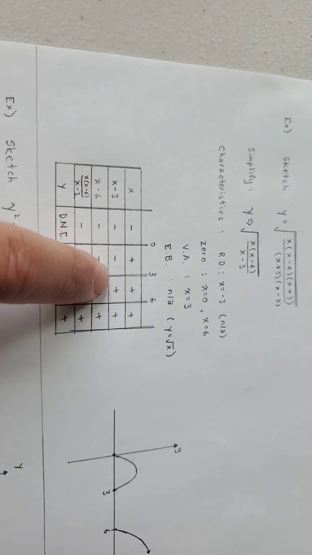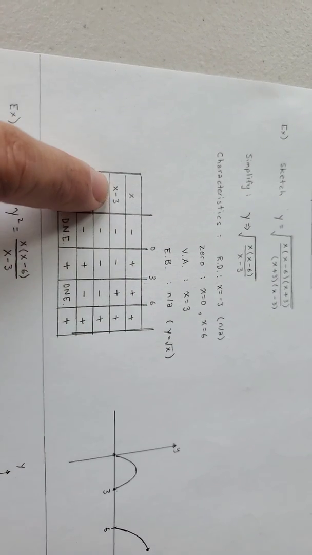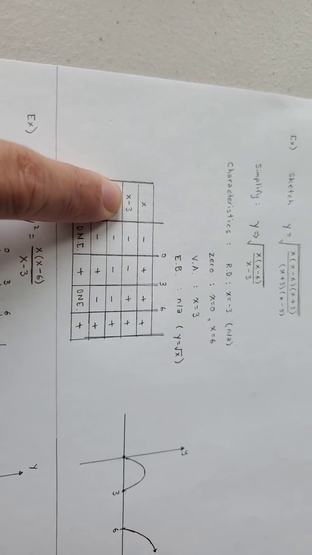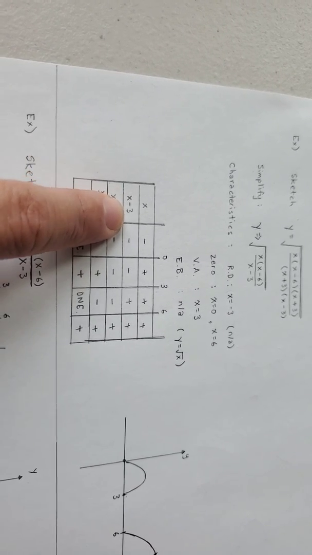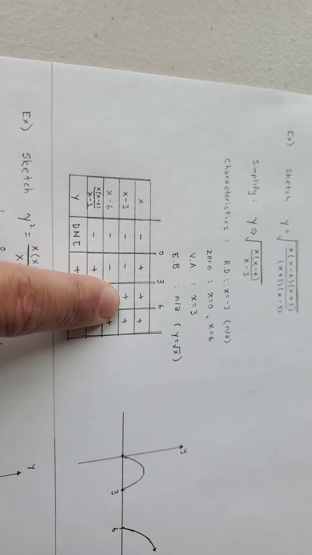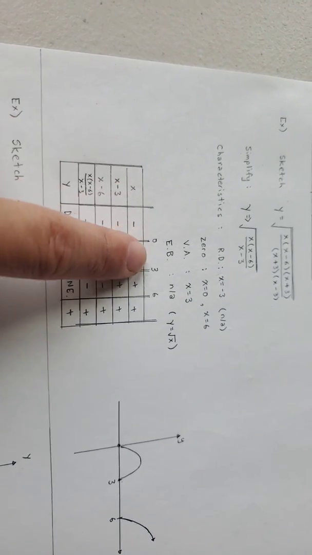Giving one more example, let's take a value between 3 and 6, so let's say 4, and plug it into here. When I plug 4 into this factor, 4 minus 3 is equal to 1, which is a positive number, and that's where the plus comes from. So just like last time, I'm going to go ahead and build this chart.